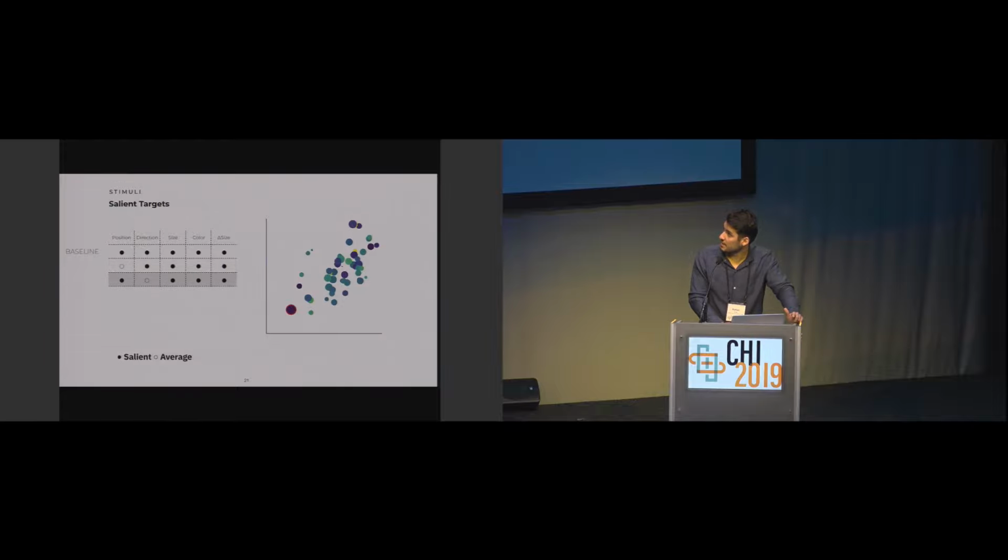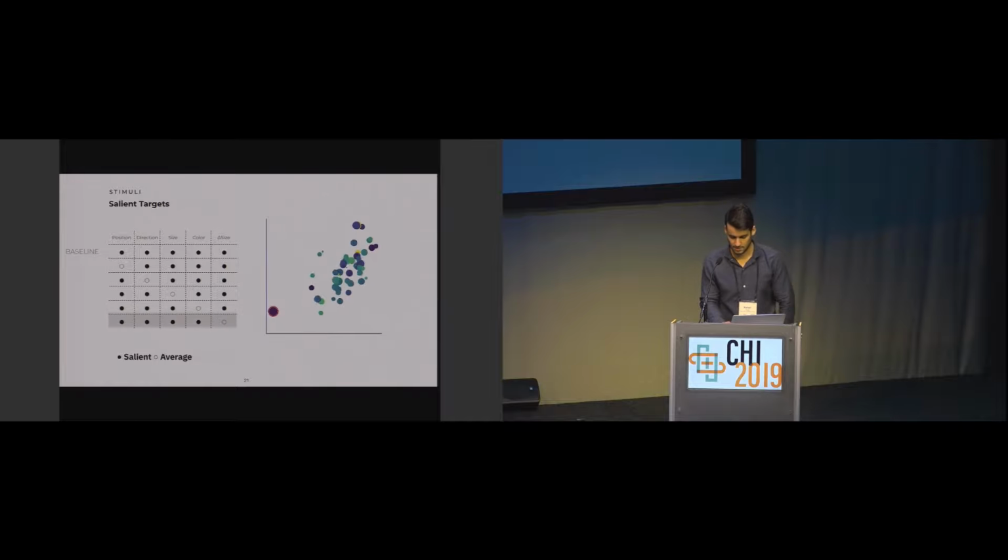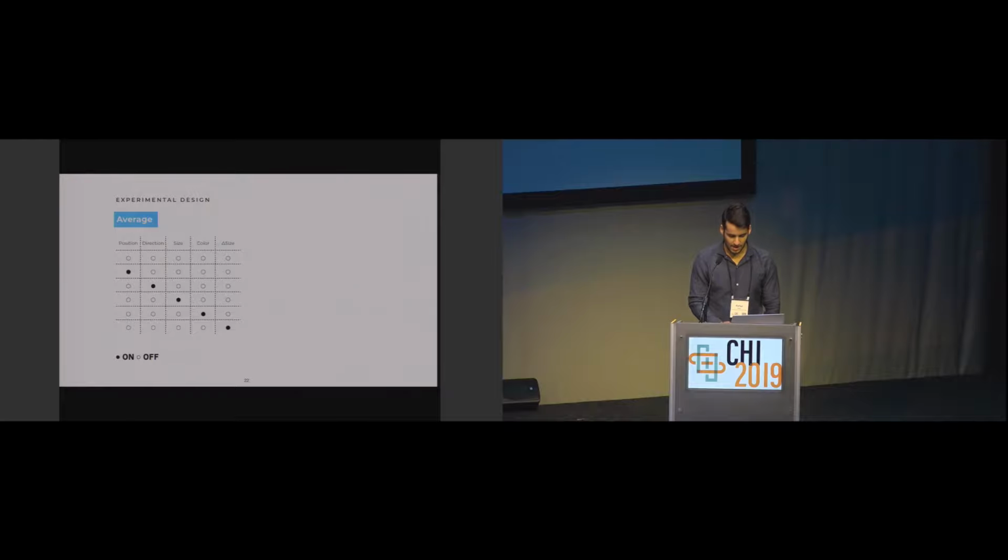Here is presented with average direction, average size, average color, and average delta size. And this is the overview of the experimental setup. So we have an average group and a salient group, and each has 6 conditions. So in total, we have 12 conditions.